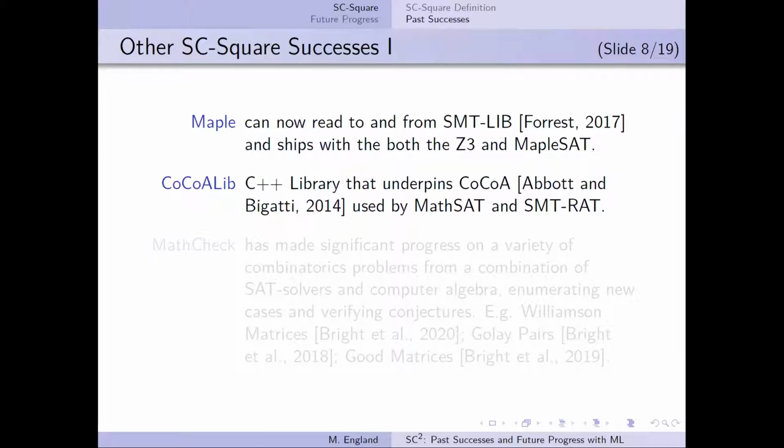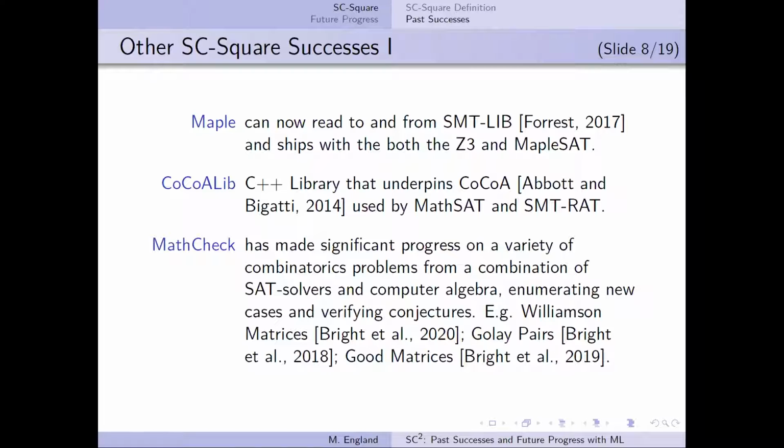So moving away from nonlinear real arithmetic, other SC² successors I'd like to mention. First of all, on the computer algebra side, Maple, very popular computer algebra system, can now read to and from SMT-LIB, and now ships with both the SMT solvers Z3 and MapleSAT. The CoCoALib is a C++ library that underpins the CoCoA computer algebra system, but is separate to that system and can be used independently of it, and has been used by the SMT solvers MathSAT and SMT-RAT.